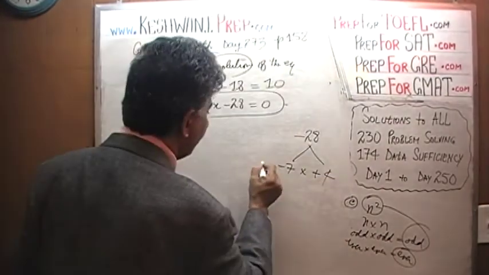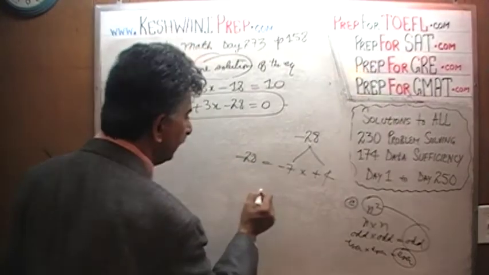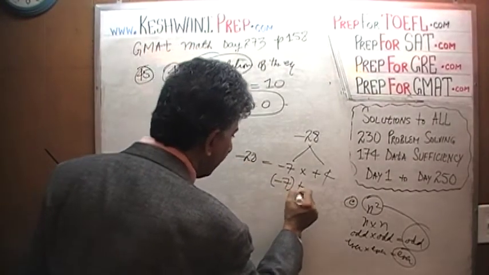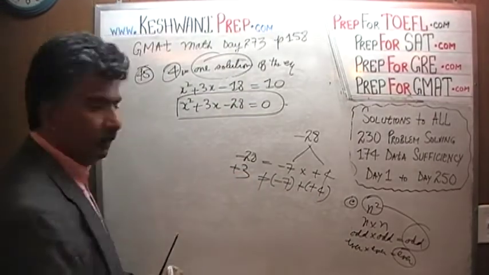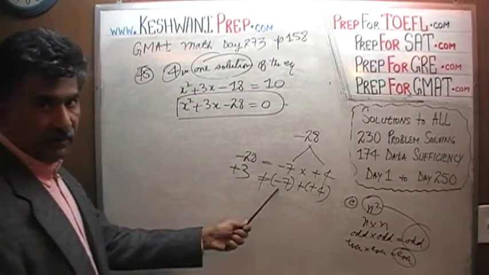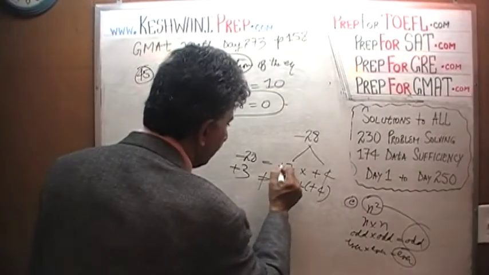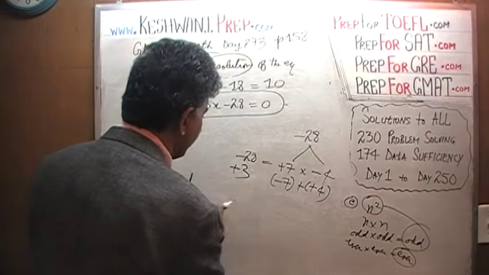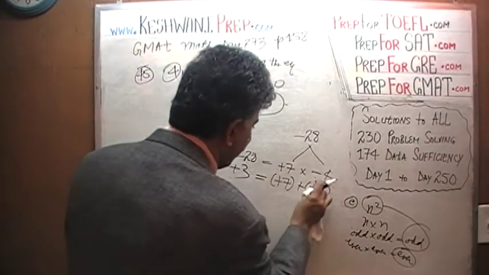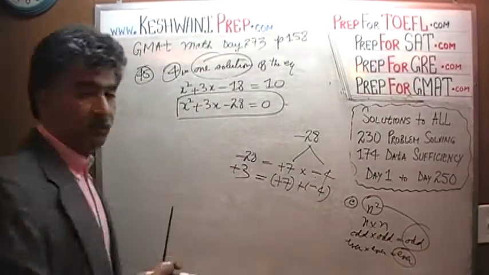Negative 7 times positive 4 does equal negative 28, but negative 7 plus a positive 4 does not equal positive 3. We need positive 3. This is going to give us negative 3, so we have to switch it. We need positive 7 and a negative 4, and that will do the job. Positive 7 and a negative 4. Those are our factors.